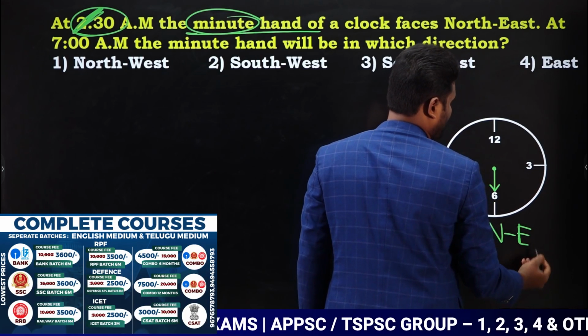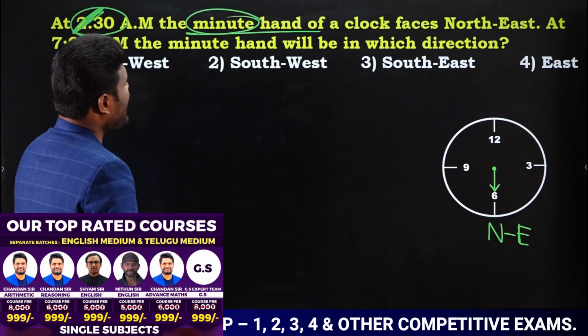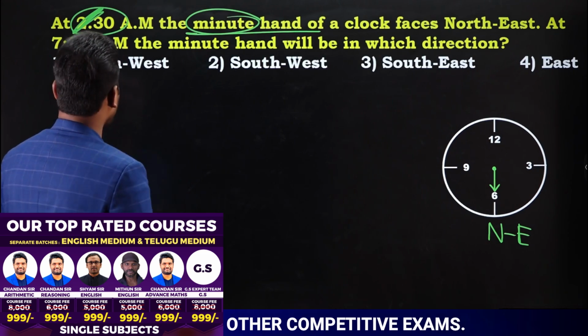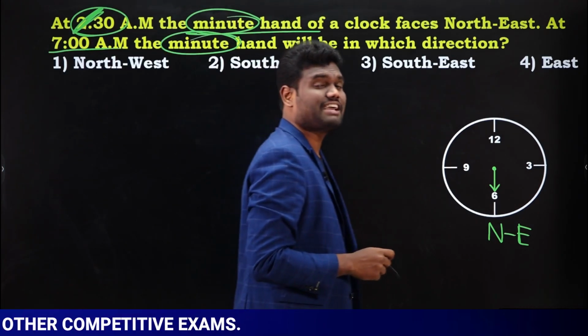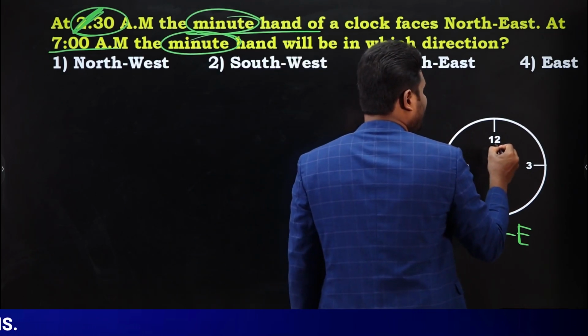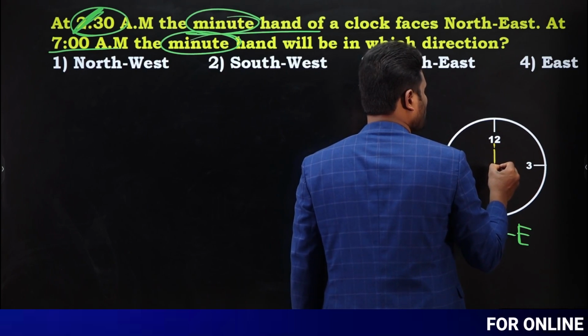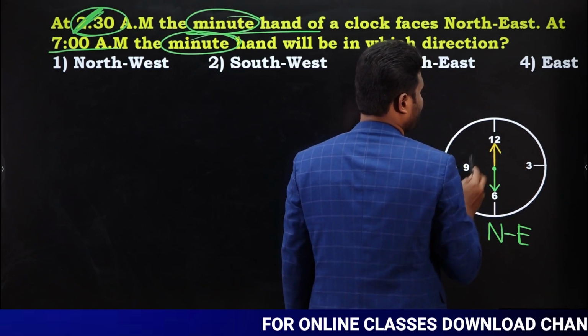Now what is our requirement? At 7 a.m., which direction will the minute hand be in? Look here. At 7 a.m., when it is 7 o'clock, the minute hand is going to face towards 12. Yes or no? When it is 7 o'clock, the minute hand is going to face towards 12.